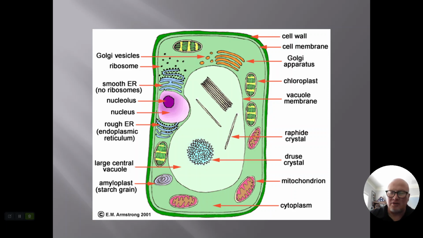And then chloroplasts. Chloroplasts are responsible for being able to take energy from the sun and convert that into chemical energy, storing it in the form of glucose. And that would be that whole autotrophic part of a plant.